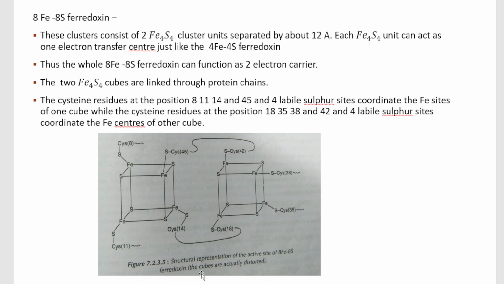So with this, there's one more electron transfer protein, which are cytochromes, which we'll be discussing in the next video.